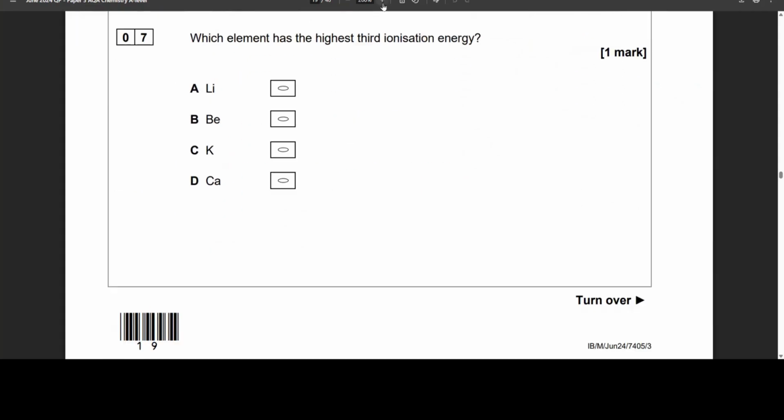Okay, let's zoom into this next MCQ. Which element has the highest third ionization energy? Why don't you pause the video, draw out the structures, and see if you can work it out. All right, I'm going to go through the answer.